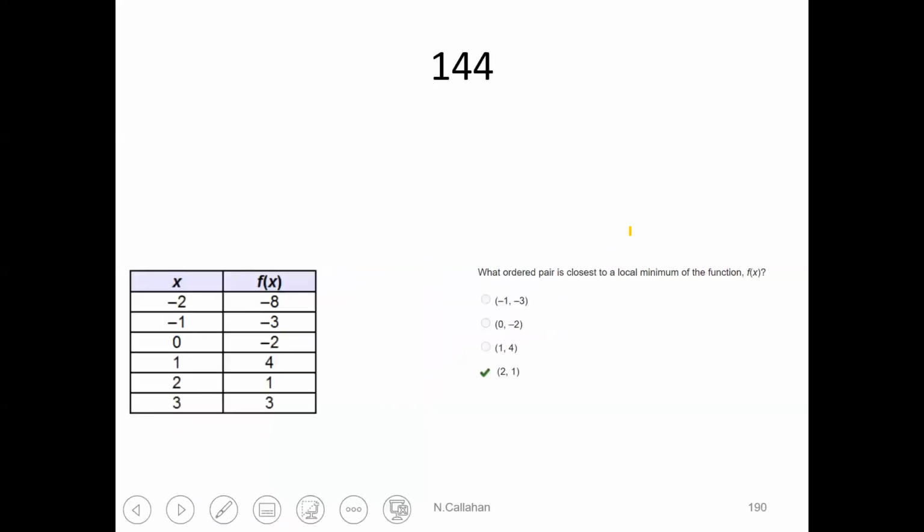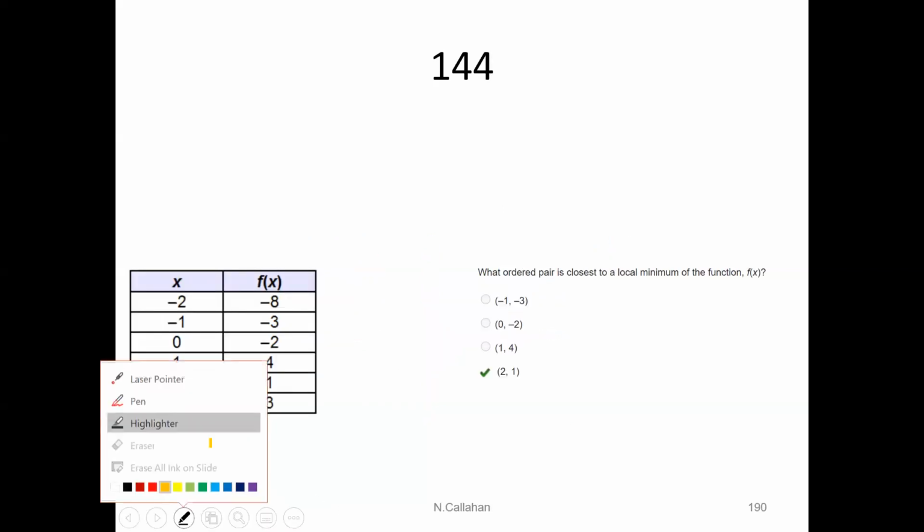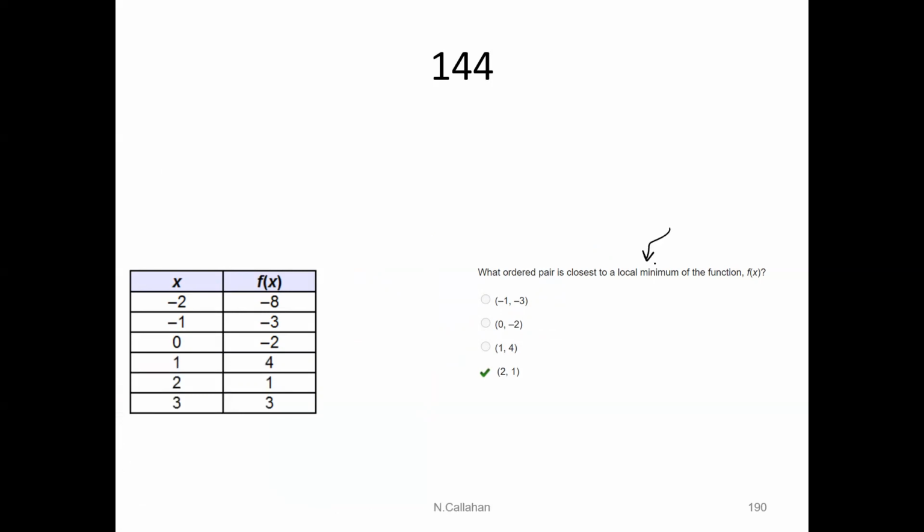All right, so I'm going to have you guys do the same thing for this one. Pause the video. The local minimum is asking you, if this is your graph, this piece right here is a local minimum. So pause the video and try this one on your own.